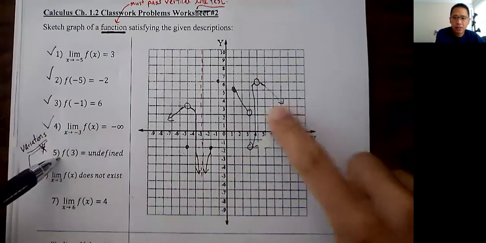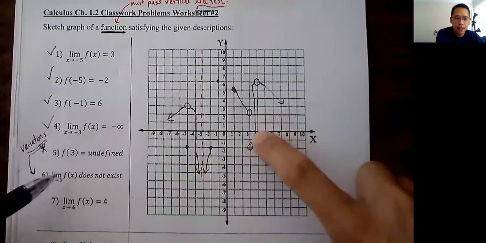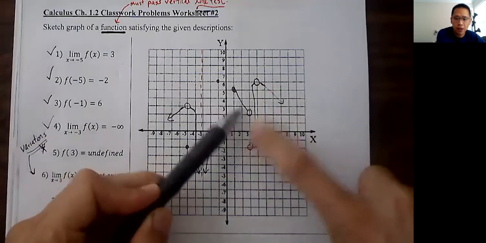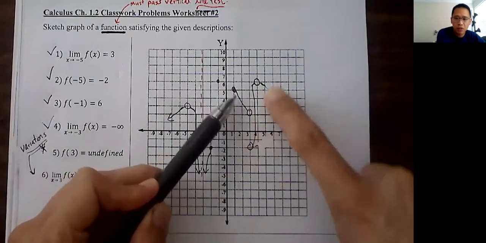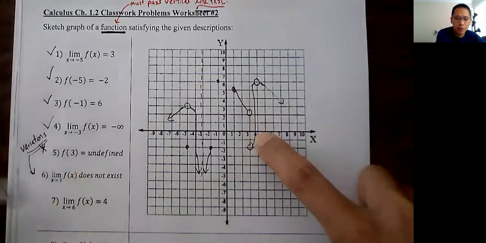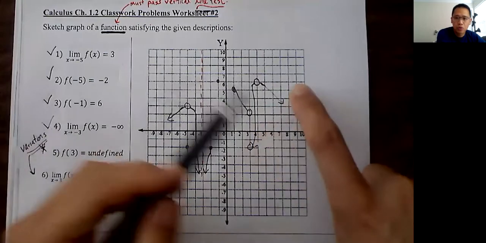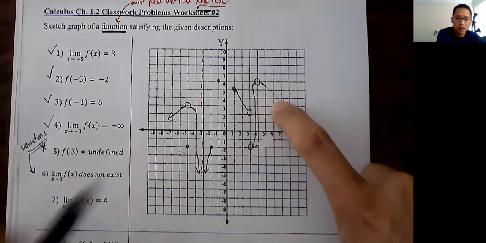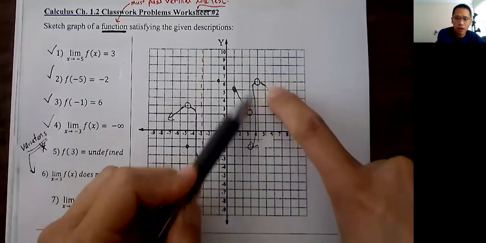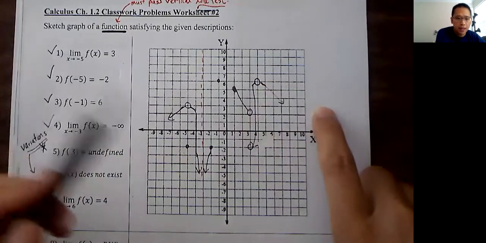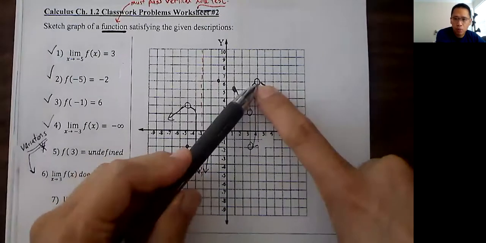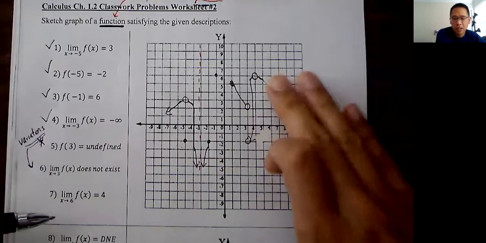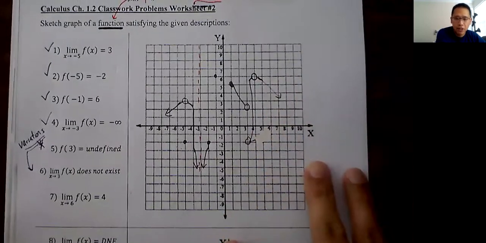f of 3 is undefined. That's true. Limit as x approaches 3 does not exist. That's true as well. I see my graph is moving towards different destinations as I move towards 3. Limit as x approaches 6 equals 4. Yes, from both sides of 6, my graph is moving towards a y value of 4. I can make this point filled in if I wanted to. There's no restriction, but I'm just going to leave it as a hole. That's just my preference there.